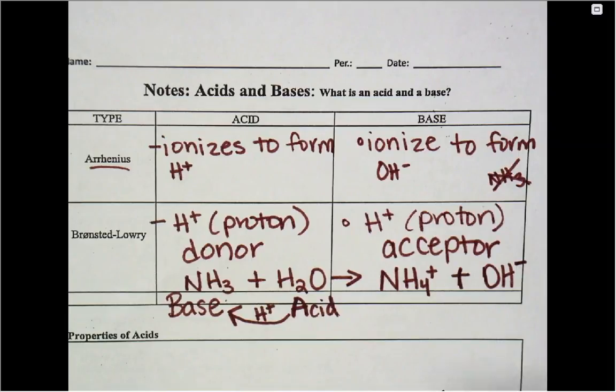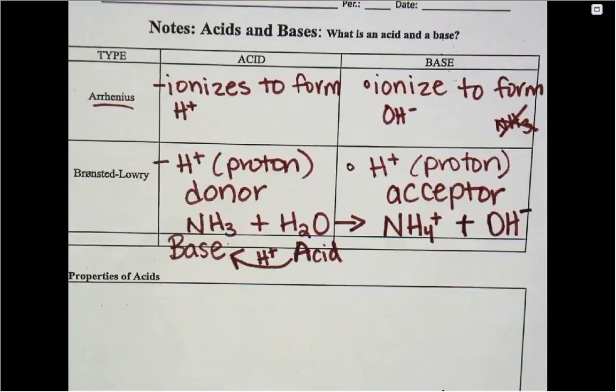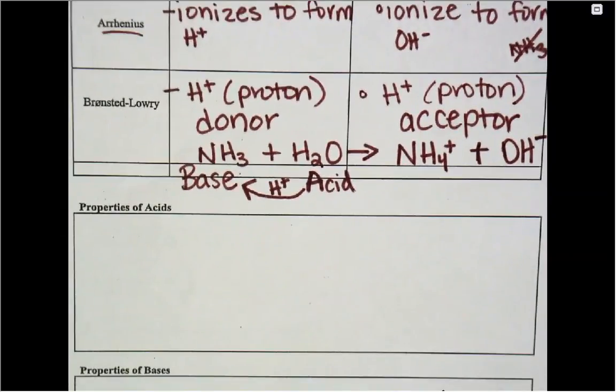And so water is amphoteric, which just means that it can act as an acid or a base because it's a little bit of both. All right? Okay. I'll get back to that in just a tiny bit. So now, those are the definitions. You've got two definitions of what an acid and a base is.